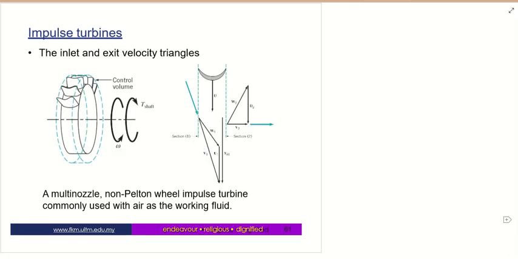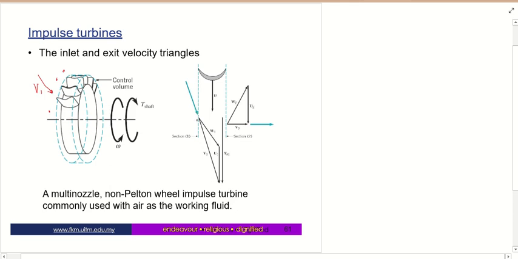Okay, so this is the velocity triangle for this kind of impulse turbine. Let's say we have a coming fluid from here. Okay, so you have nozzles, a lot of nozzles. So let's say this is the absolute velocity from the nozzle. As you can see, this is the bucket, and this is the blade speed or the bucket speed. Okay, so this is section 1.